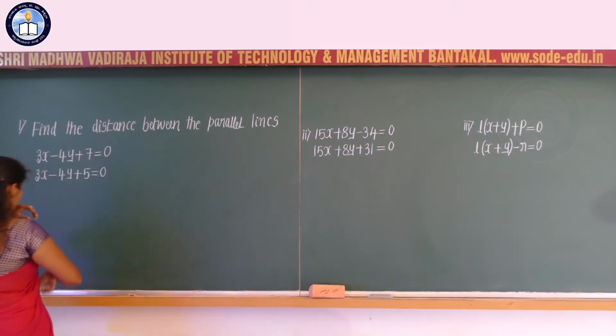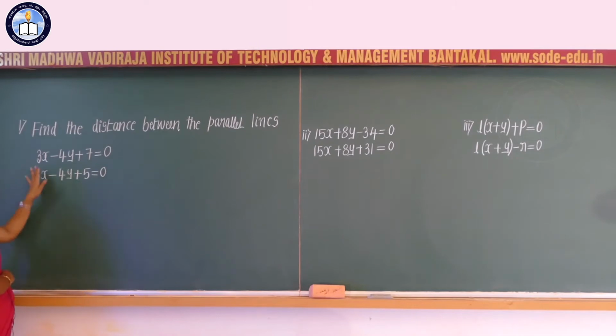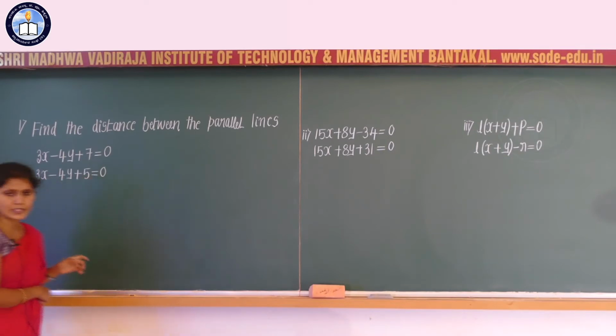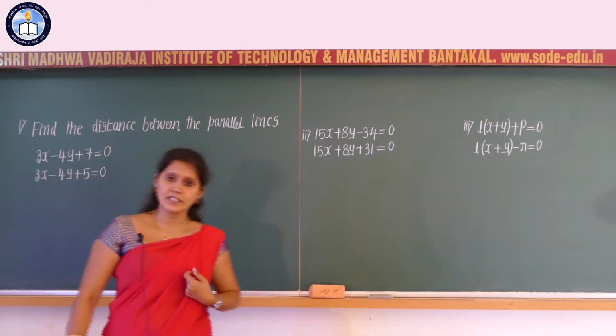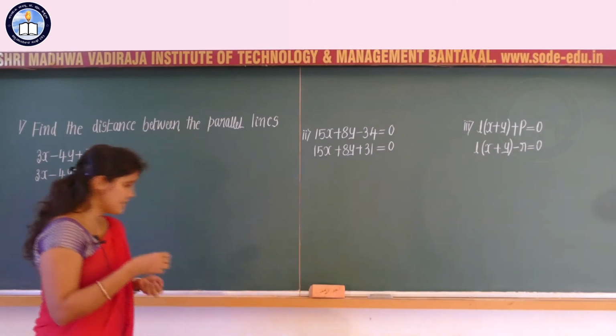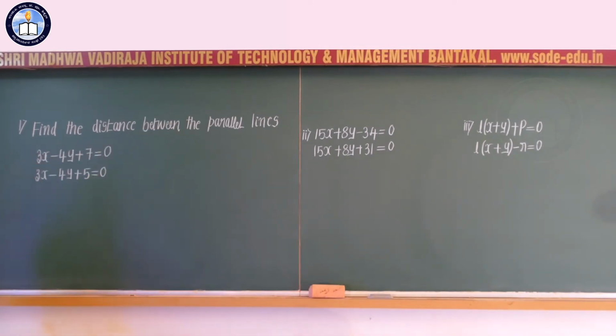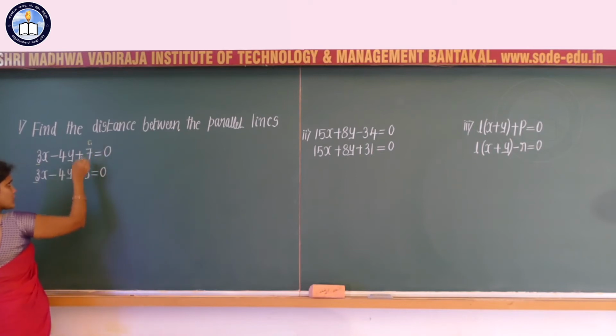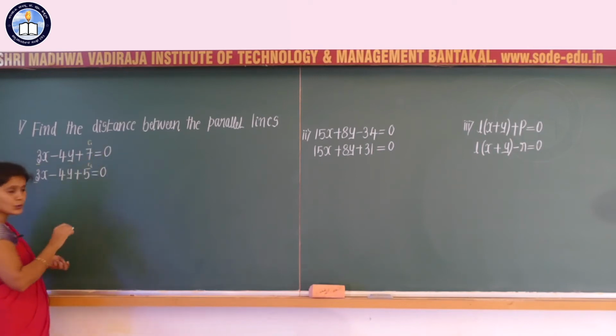So here the two equations are given, a into x plus b into y plus c equal to 0 and ax plus by plus c equal to 0. Both the equations are present in the general form, and here we can verify the values of a and b. So values of A are same in both the equations and values of B also same. C1 value is equal to 7 and C2 value is equal to 5. What is distance between the two lines?